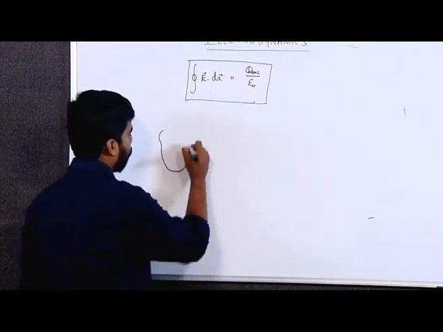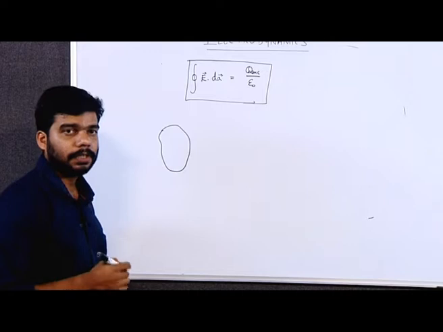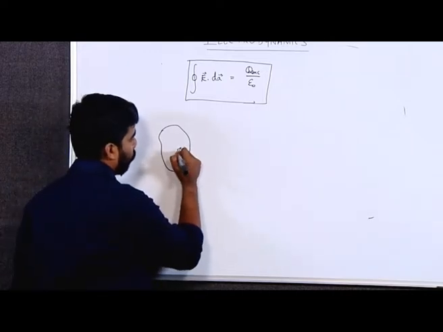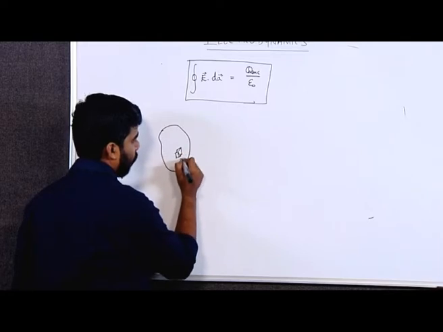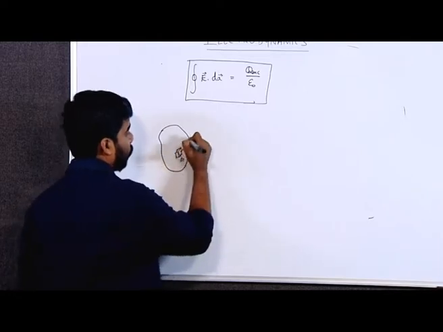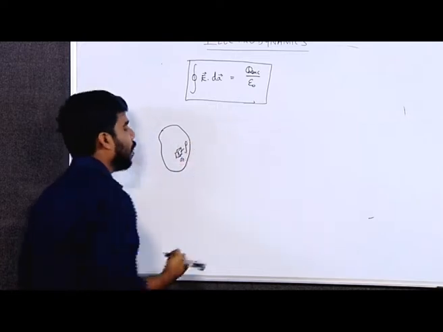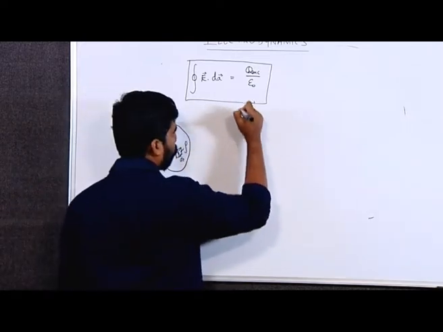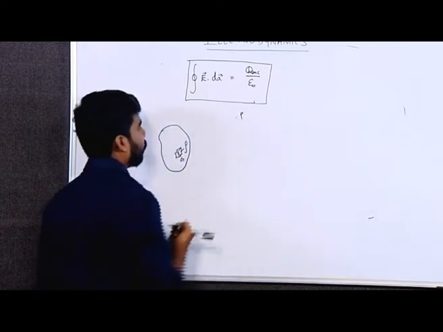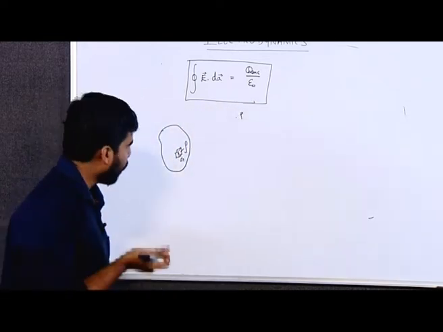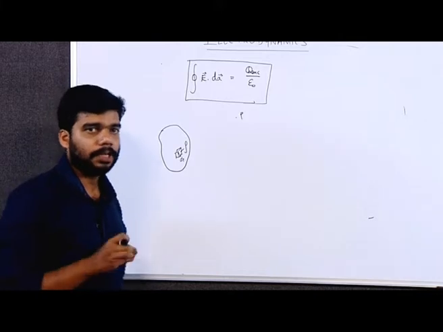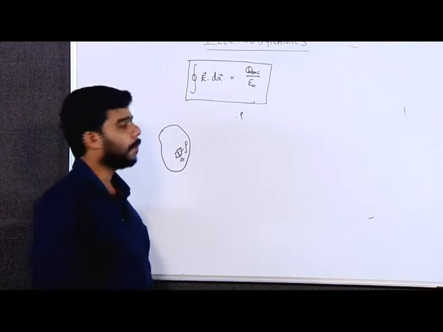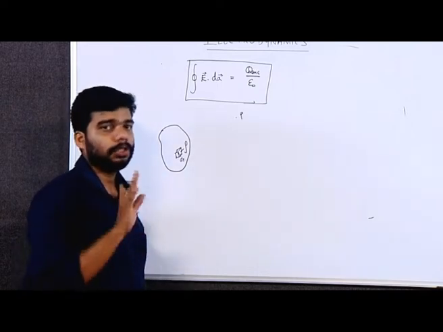Now consider a surface which has a small volume distribution d tau, and the volume charge density is rho. What is the electric field produced at a point P by this charge distribution? I told you, you can easily find out the electric field at the point P using Gauss's law.